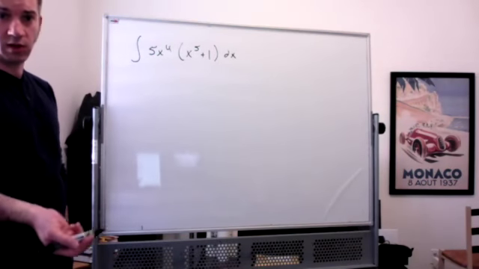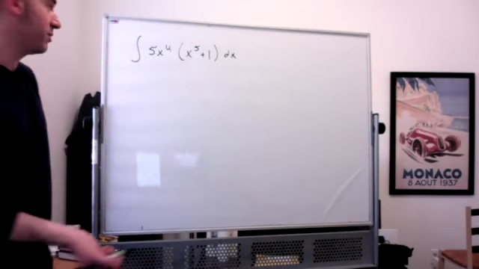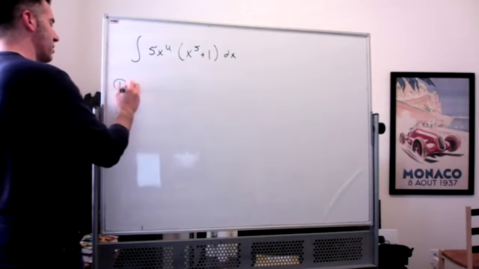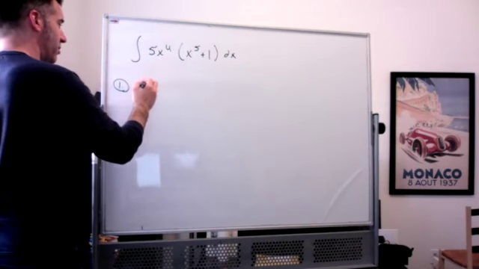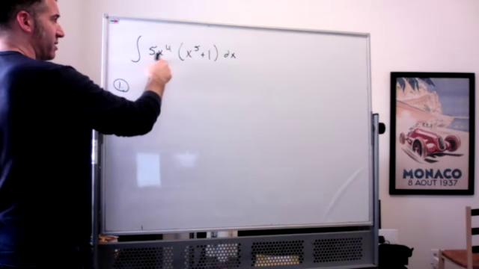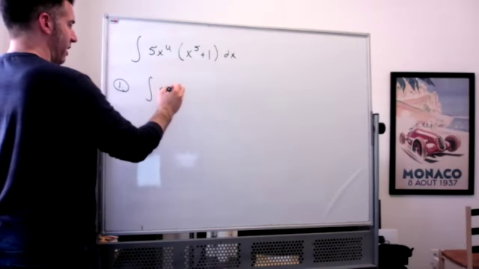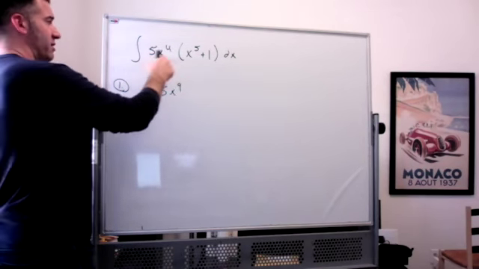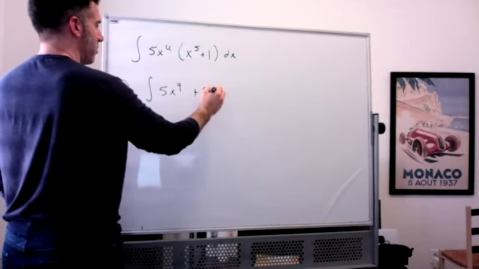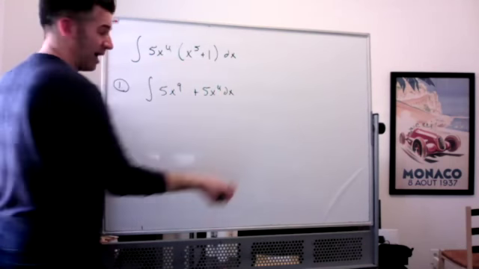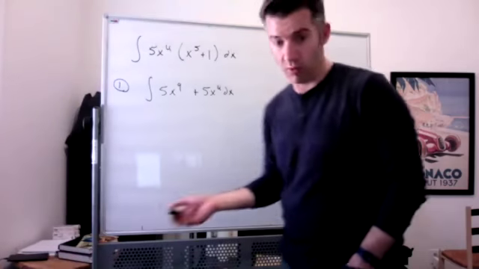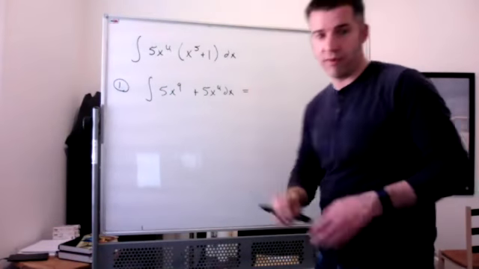Yes, you could totally multiply this out. And actually, what we're going to do is multiply it out. So one way we're going to do this is I'm going to multiply it out. 5x to the 4th times x to the 5th is 5x to the 9th. 5x to the 4th times 1 is 5x to the 4th. And now we're going to use the anti-power rule. I'm going to get 5x to the 10th.